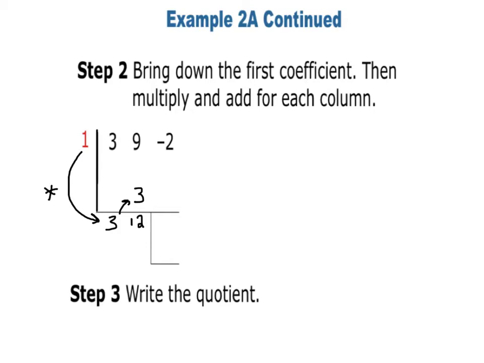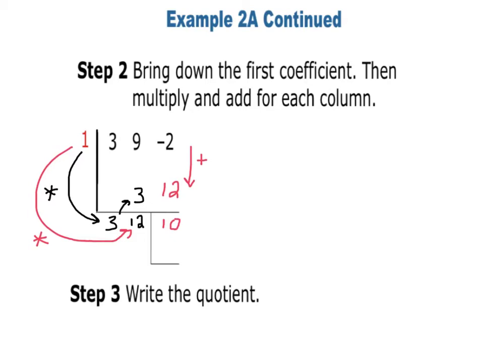Now I'm going to multiply again, 1 times 12. So I'm going to multiply that again. That gives me 12. Then I'm going to add down. Okay, let me show that here. We're going to add down, and that gives me a 10. Okay, now let's write it as the quotient to the problem.